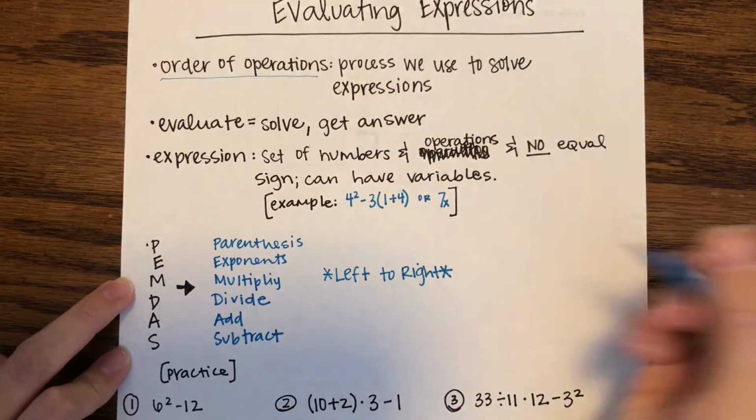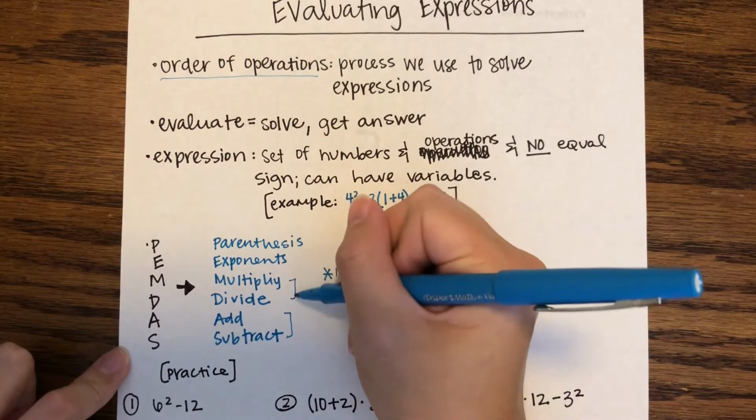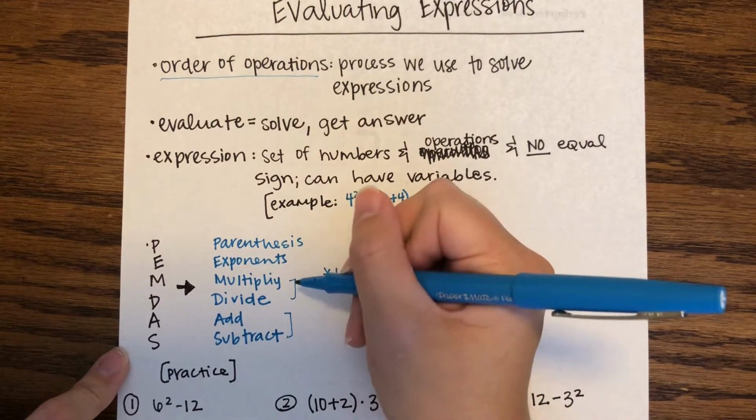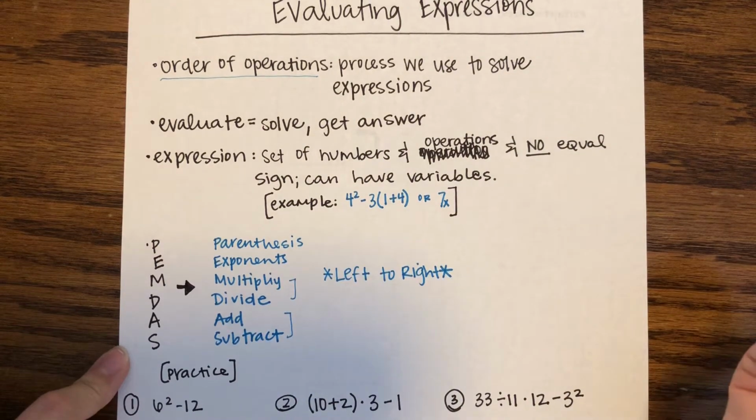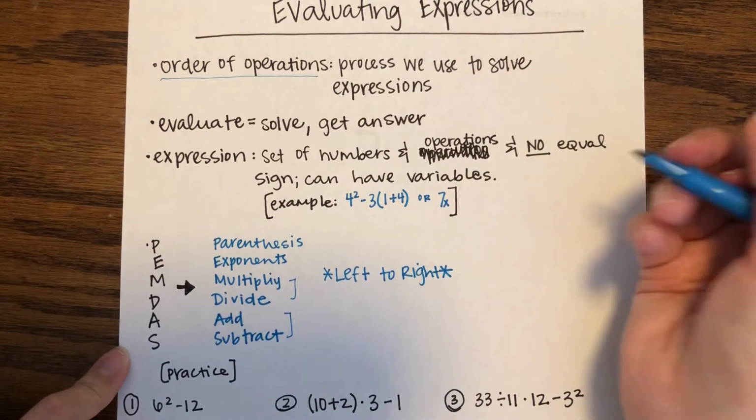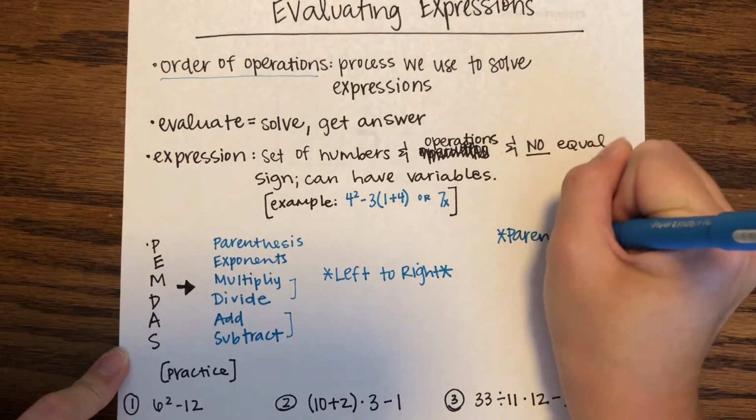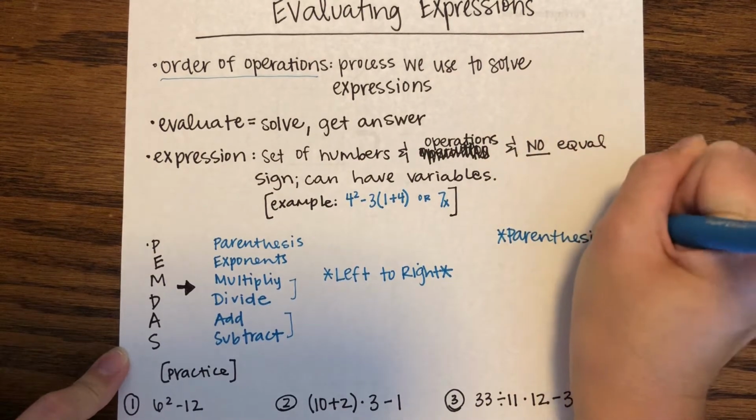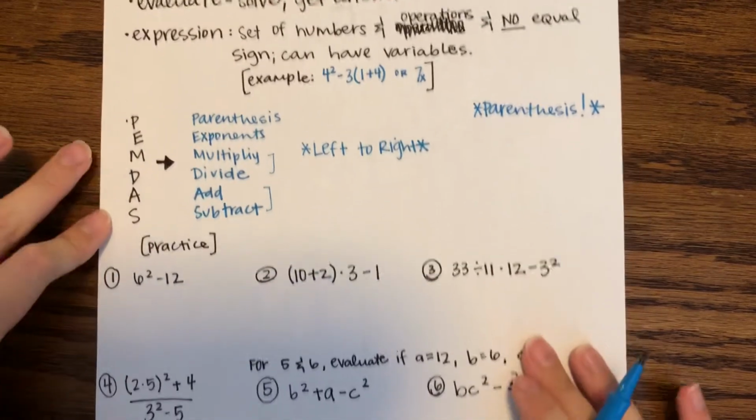Okay, so when we read it left to right, if we see multiply or divide, we're going to do those first. Then as we read left to right, we're going to do add and subtract. Something else that's really key, guys, parentheses. Okay? They are super important to use first. If you see them, you need to follow those. Okay? So let's do some practice.